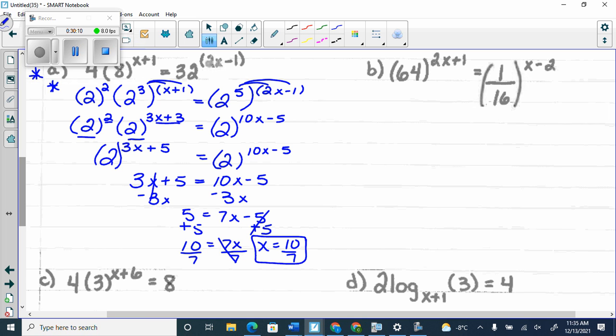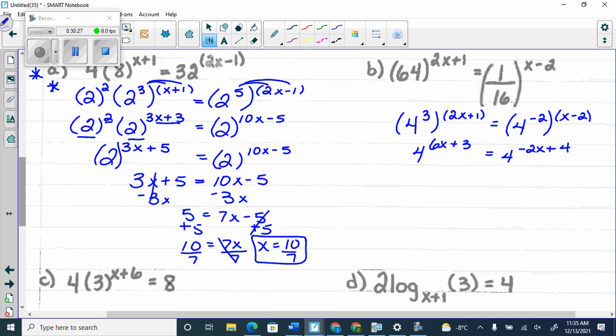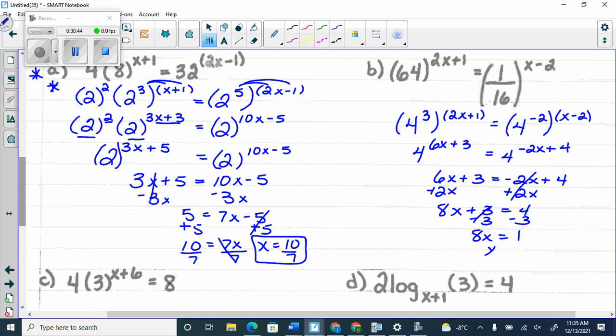This one we can make common base of 4. This is 4 to the 3. This is 4 to the negative 2. So we'll get 4 to the 6x plus 3 equals 4 to the negative 2x plus 4. 6x plus 3 equals negative 2x plus 4. Whenever there are two exponents and I ask you to solve algebraically, the only way you can do it is common base. Subtract 3. 8x equals 1. x equals 1/8.